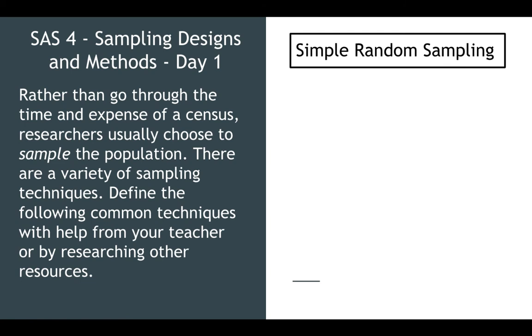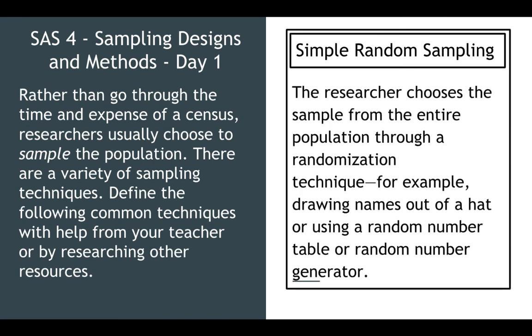Well, let's just say we want to sample 10 students out of the senior class of Rudder High School. If you're going to randomize who you select, you're going to put all the names of seniors from Rudder High School into a hat, and you're going to pick out 10 names. That's simple random. The researcher chooses a sample from the entire population through some randomization technique. For example, drawing names out of a hat or using a random number table or a random number generator.